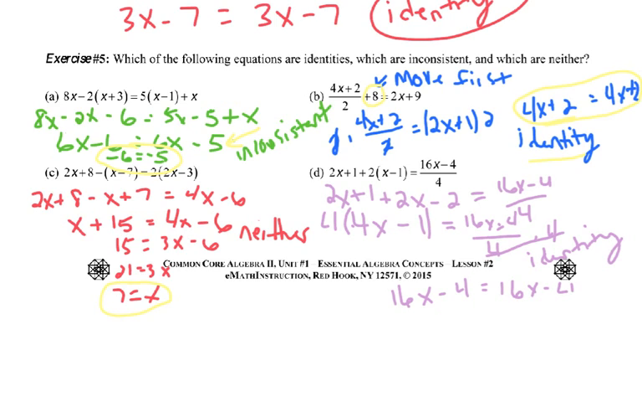And finally, for the last one, if you're careful with your distributive property and multiplication, you can end up getting an answer of 16x minus 4 equals 16x minus 4, which also gives you an identity for this example as well.